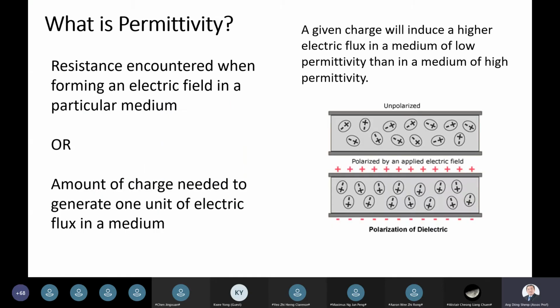I hope that gives you enough background to understand what we are going to discuss next on the junction capacitance.